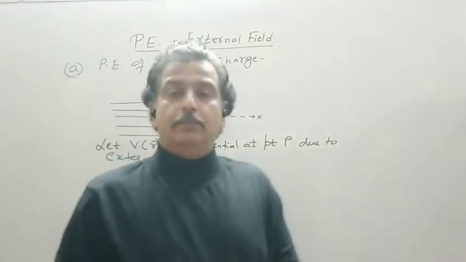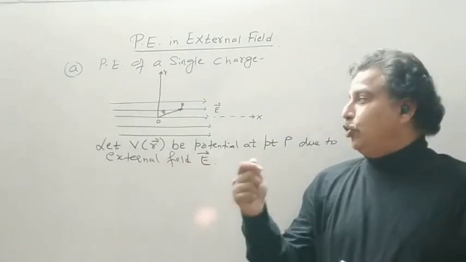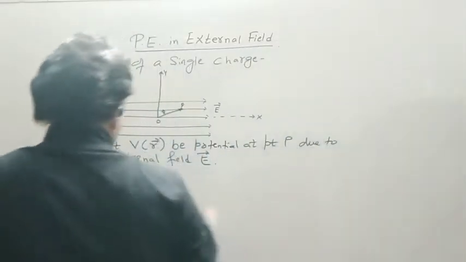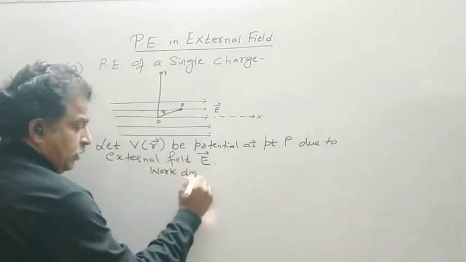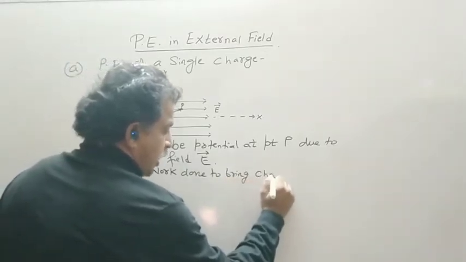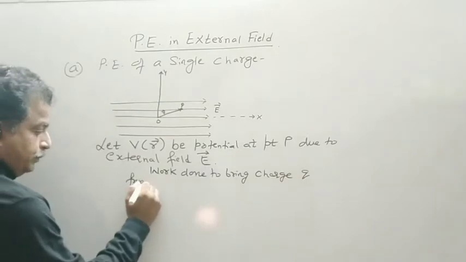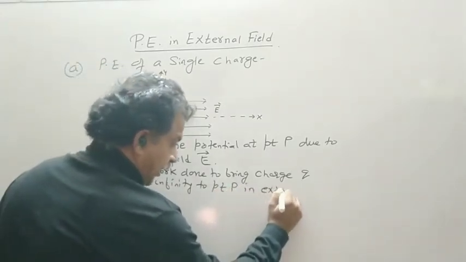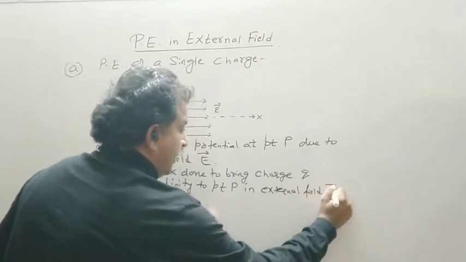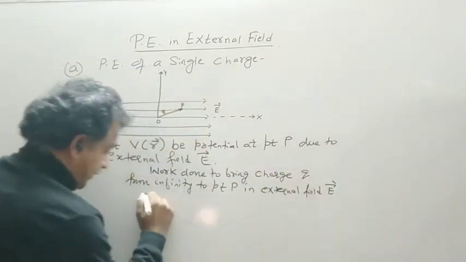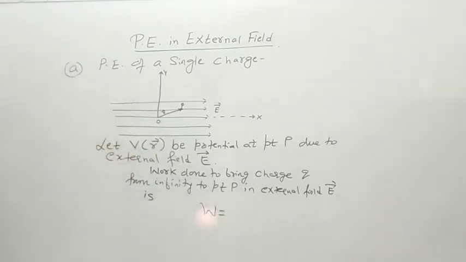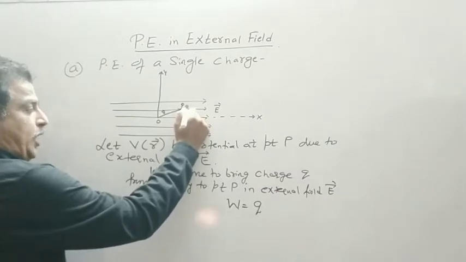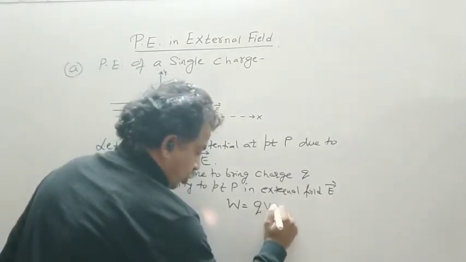Now instead of 1 coulomb or a unit positive charge, we brought Q amount of charge to point P. So work done will be equal to Q into V. So simply the work done to bring charge Q from infinity to point P in external field E vector is, by our definition, W equal to Q. So we brought Q charge to point P, so the work done will be equal to Q V of R.